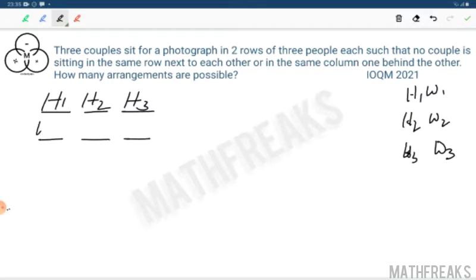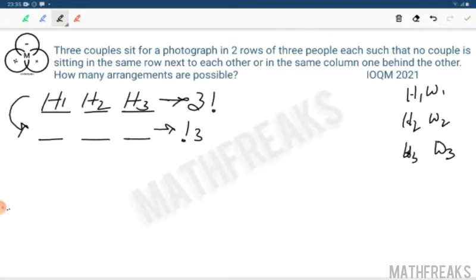Then here will be W1, W2, W3. This is not possible. So this can be done in 3 factorial ways, and this can be done in subfactorial of 3 ways. Now it is also possible that H1 are here.